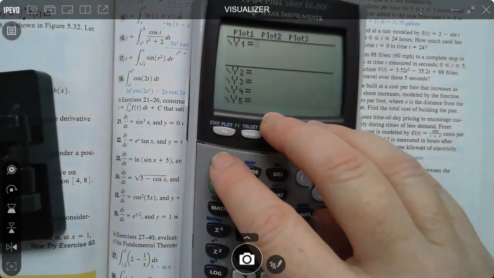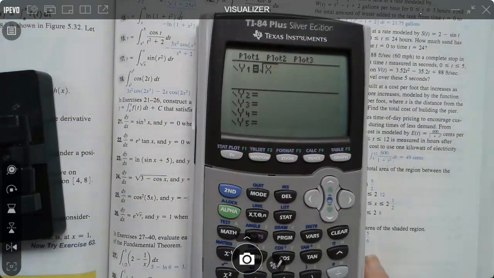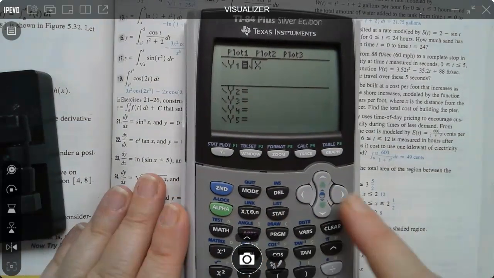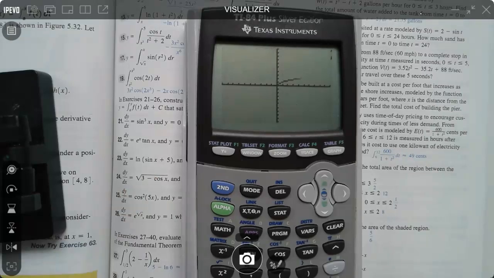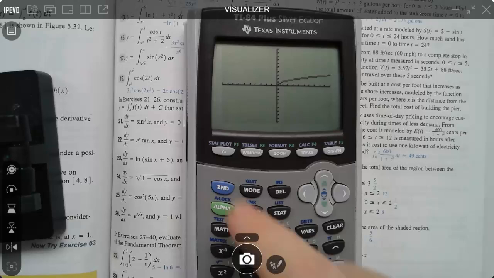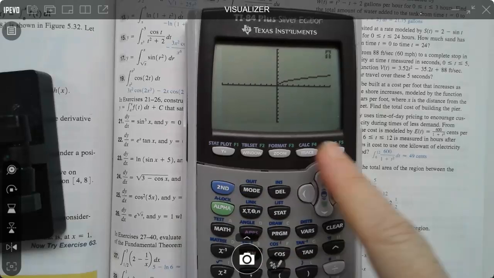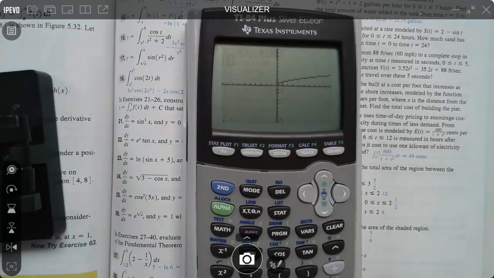If I did square root of x first, I'm using yours. Graph it. There's square root of x. You see it's really not a semicircle. I just drew it incorrectly. Second trace, number 7. I'm going to go from 0 to 1. It shades it in for me and everything.